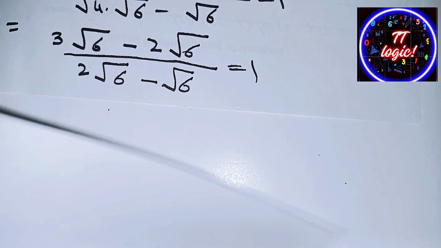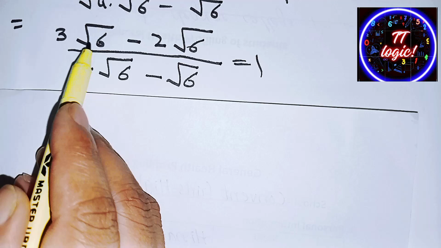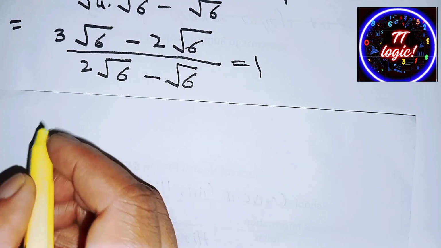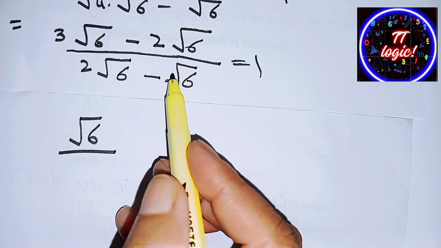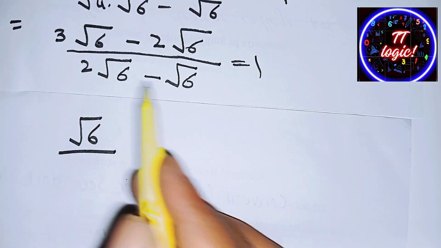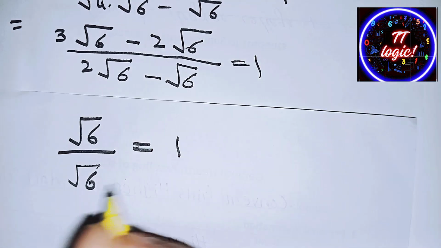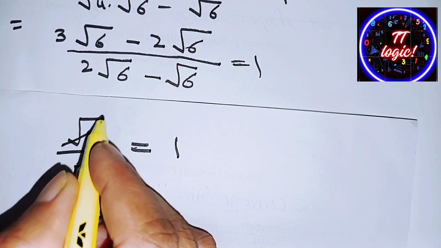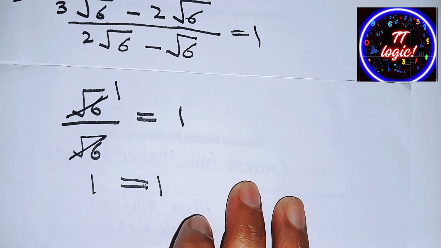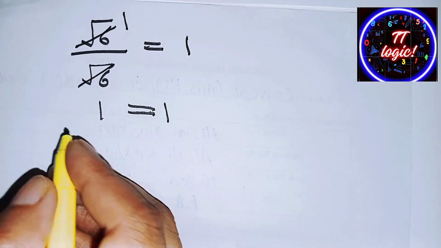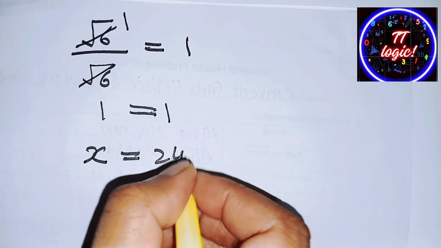Here 3 minus 2 is equal to 1, so we have √6 over (2 minus 1) times √6, since the √6 terms are the same. So √6 over √6 is equal to 1. The √6 cancels with √6 and we get 1 is equal to 1. So it is true, the check works. Our final answer is x is equal to 24.